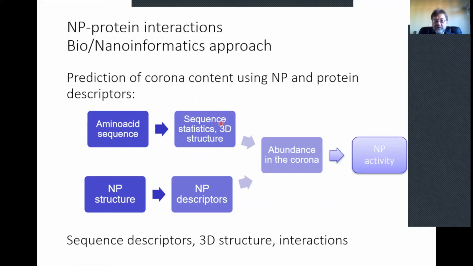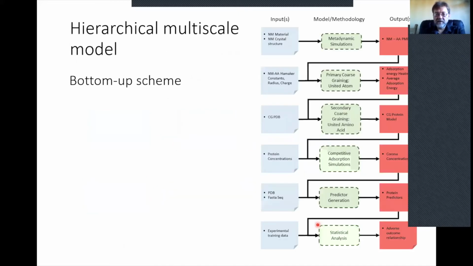Calculate properties of proteins. Then on the other side, we calculate nanoparticle structure, nanoparticle descriptors. From combining those, we calculate abundance of that protein in the corona or binding strength, and then from that, predict nanoparticle activity. So that's the idea.